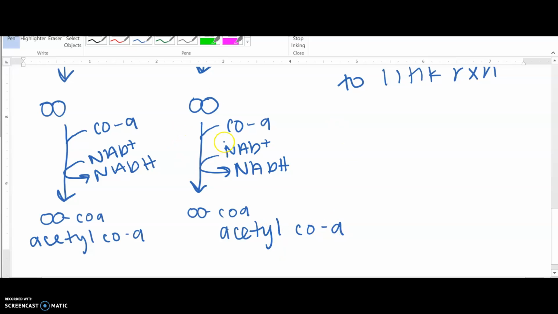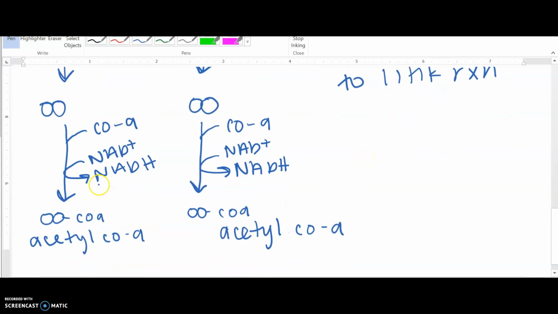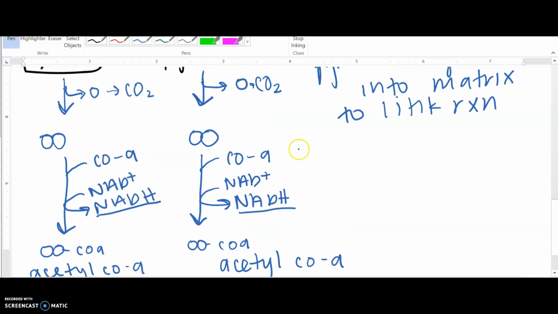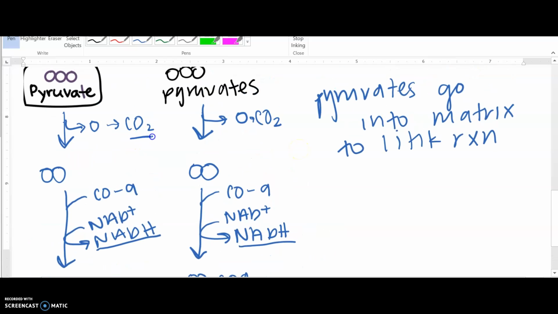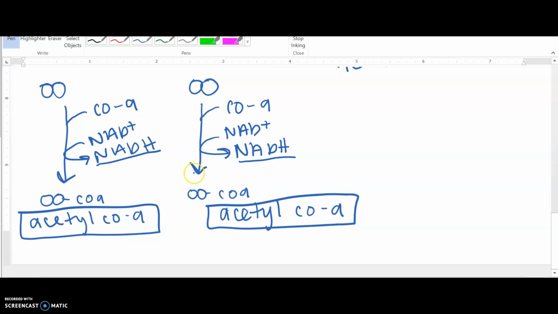Okay, so in this process, no energy was made, but I did produce some of those high energy electron carriers, 1 per pyruvate, so 2 per glucose. I produced carbon dioxide when that carbon popped off, 1 per pyruvate, so 2 per glucose. And I ended with these acetyl-CoA molecules, 1 per pyruvate, so 2 per glucose. The acetyl-CoA is what's going to go into the Krebs cycle.